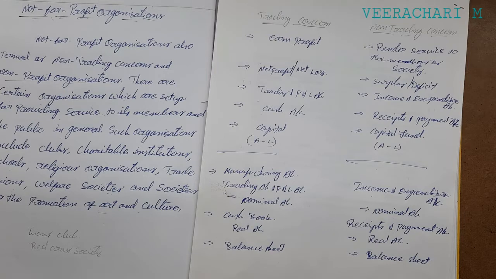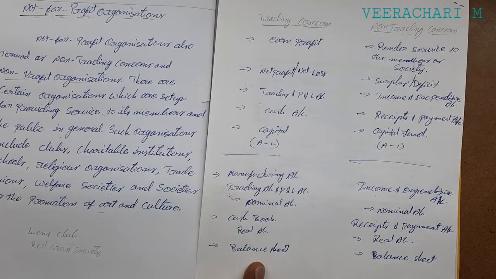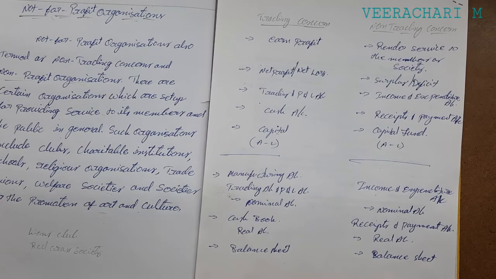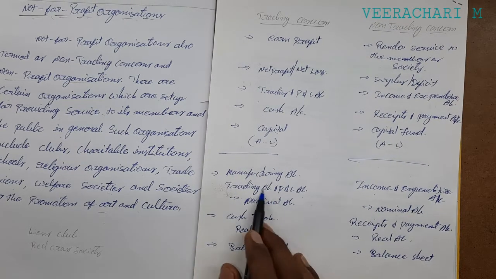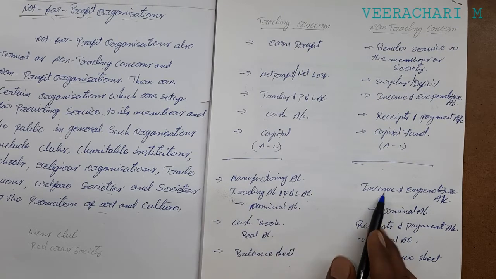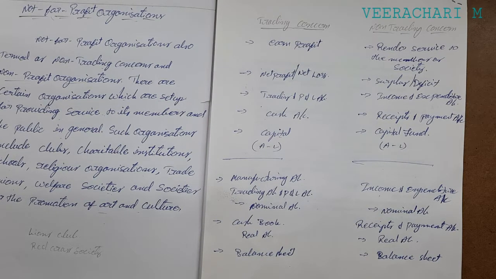That is the same as accounting, whatever accounting we have prepared up to now. In financial accounting, the same accounting we should prepare here, but the names of the heads are different. Instead of the trading and profit and loss account, here we call it the income and expenditure account. Instead of the cash book, here the receipts and payment account. Instead of the balance sheet, here also it is a balance sheet. That is the same words only.